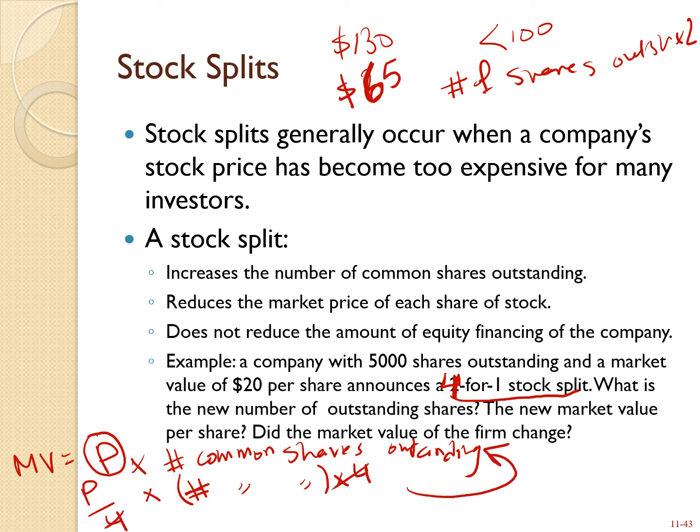Okay, so splitting stocks is basically increasing the number of shares outstanding, but decreasing their prices for some reason. I gave you one example that some companies would like to keep their stocks below $100 to keep them more tempting or more approachable by individual investors.